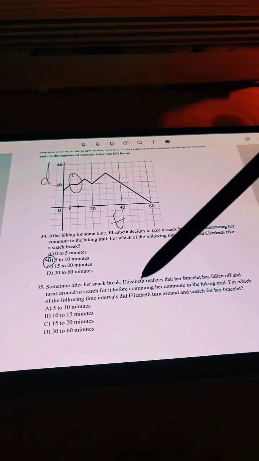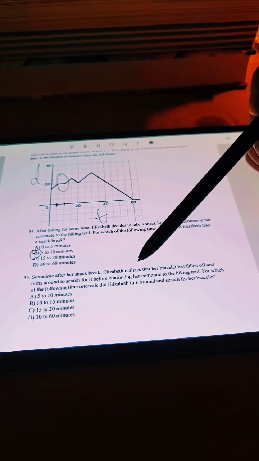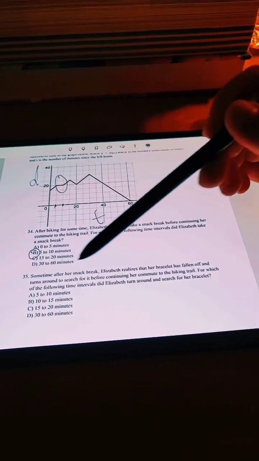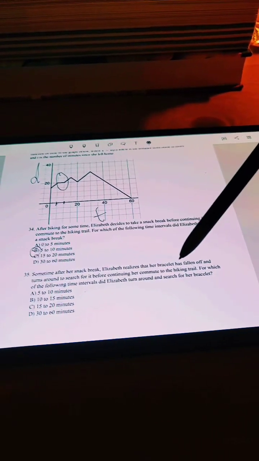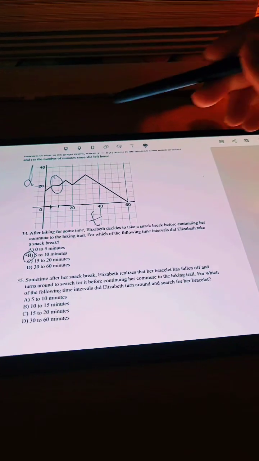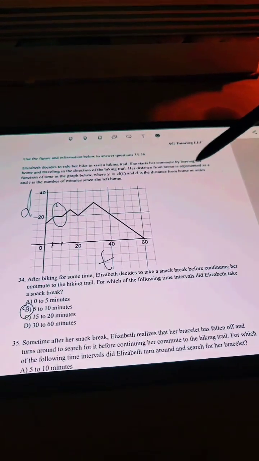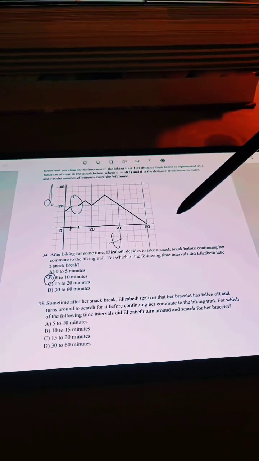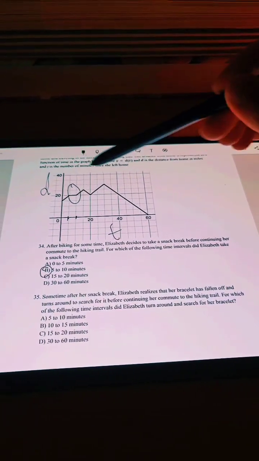So now, sometime after her snack break, Elizabeth realizes that her bracelet has fallen off and turns around to search for it before continuing her commute to the hiking trail. For which of the following time intervals did Elizabeth turn around and search for her bracelet? So remember, this is the distance from her house that she's traveling.